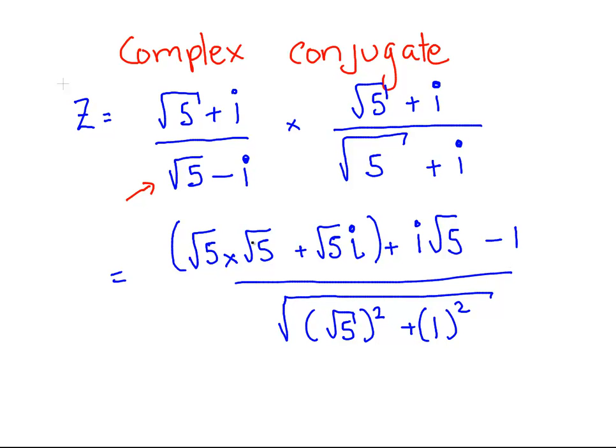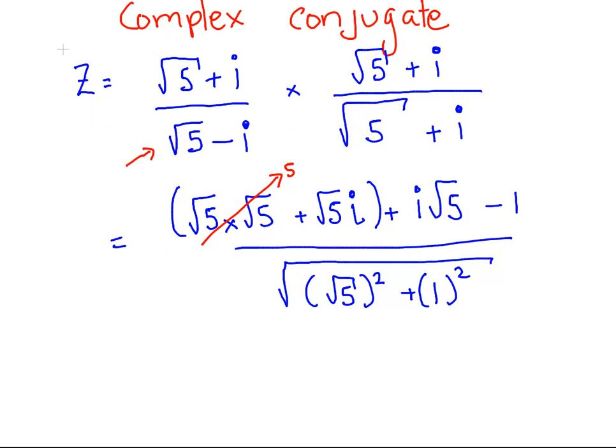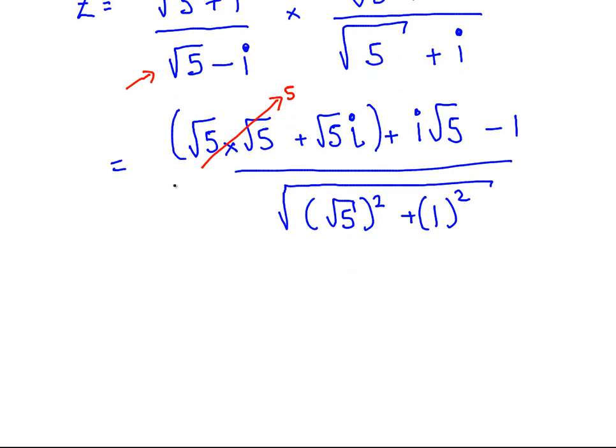So square root of 5 times the square root of 5, let's just call that 5. So we have 5 plus the square root of 5 times i, plus i times the square root of 5, essentially the same number. Let's just start it in a new line here. So what we have here is 5 plus 2 times the square root of 5 times i minus 1.